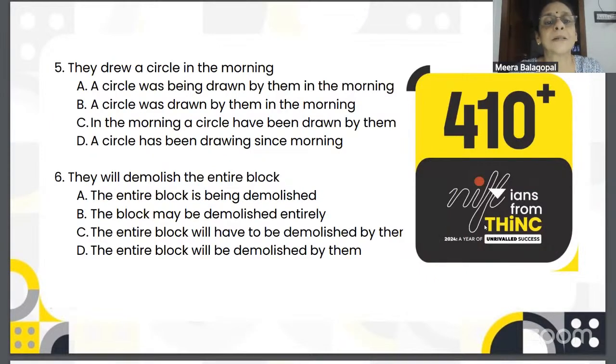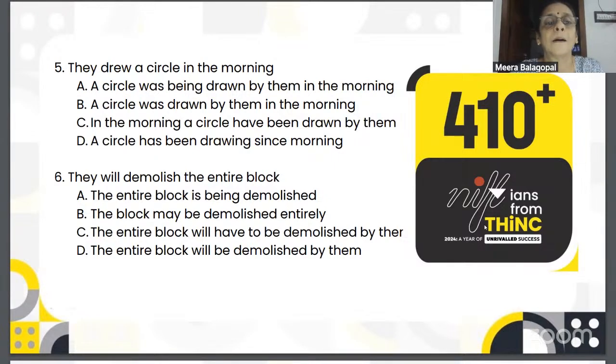They drew a circle in the morning. Can any one of you tell me what might be the answer for this? They drew a circle in the morning. This is an active voice sentence where you have they, the subject, doing the action. So they drew a circle in the morning. Now, the object of this sentence is a circle.